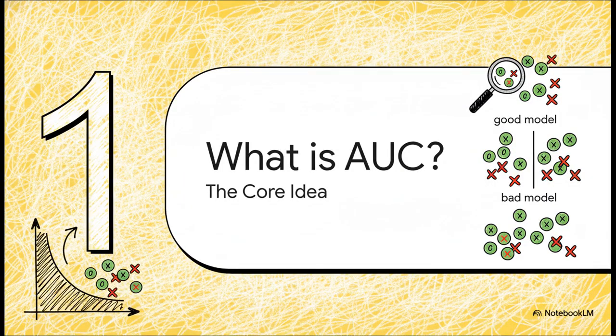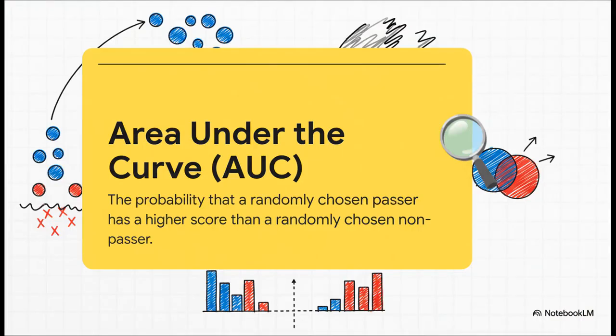What is it, really? Let's get right to the core idea. All right, forget about complicated graphs and jargon for just a second. The definition of AUC is actually beautiful in its simplicity. It's just the probability that if you randomly pluck one person who truly passed and one person who truly didn't, the passer will have the higher score. That's it. It's just a measure of how well-ordered your results are.